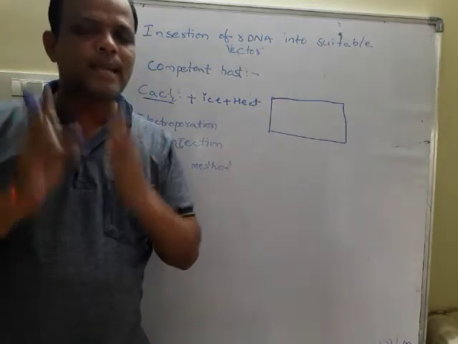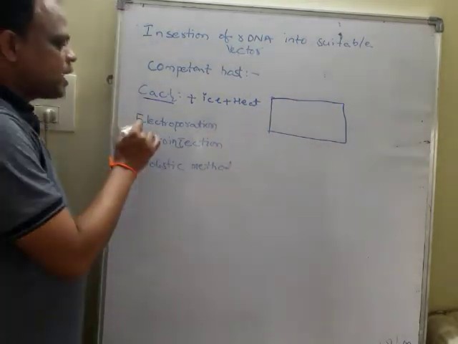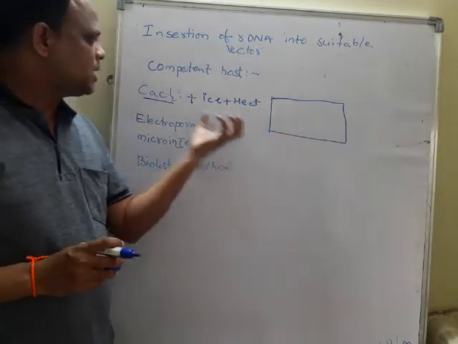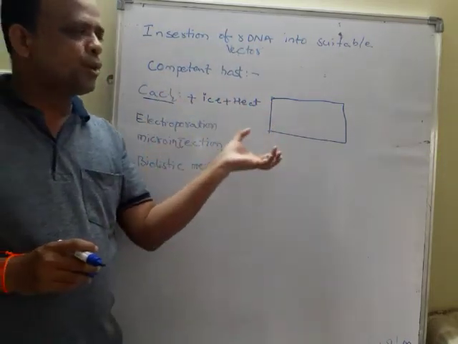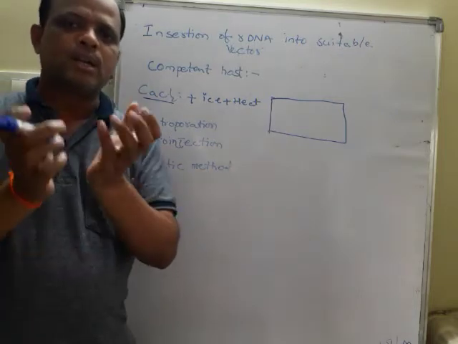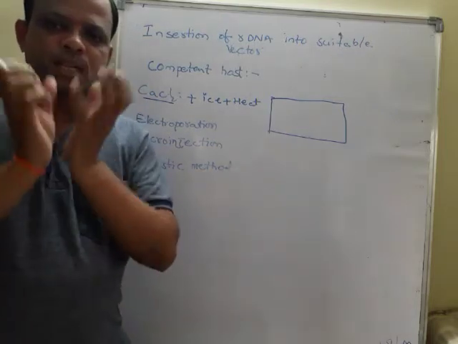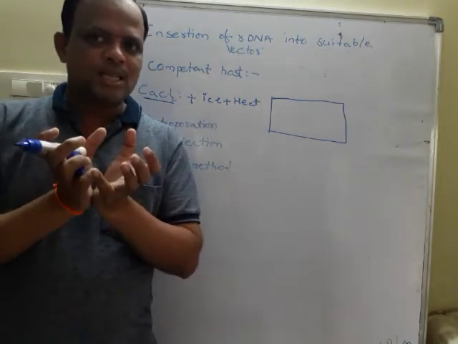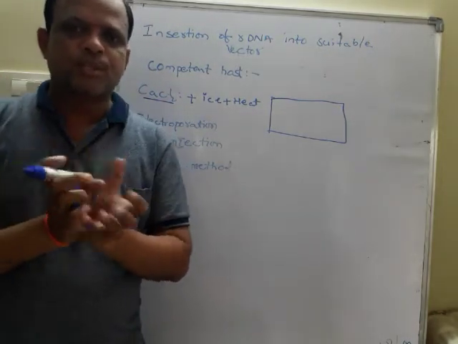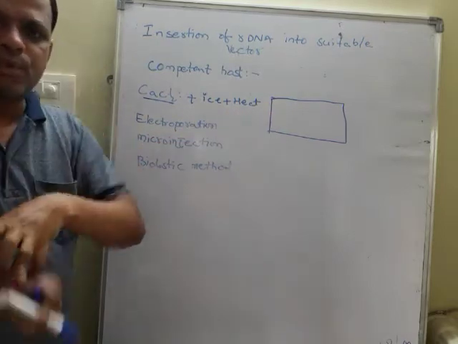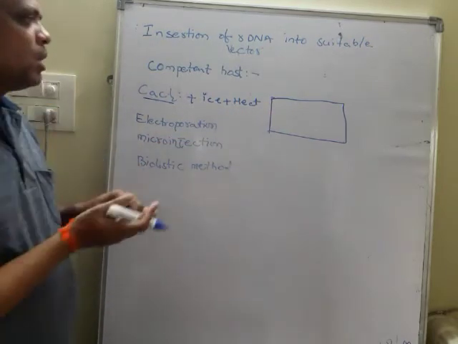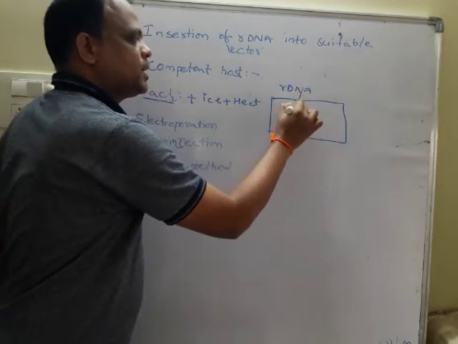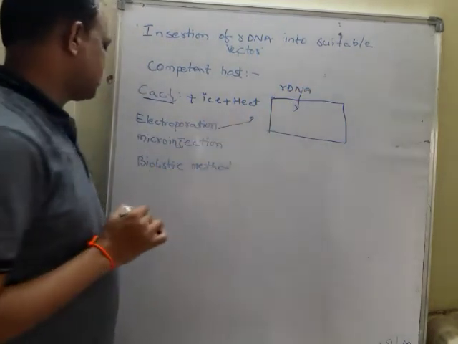This is one technique. Another one is electroporation. The host cells and rDNA are mixed and poured into a test tube. The test tube is put into a machine, the electroporation machine. When treated with electricity, the rDNA directly enters the host cells. That is the second one, the electroporation method.